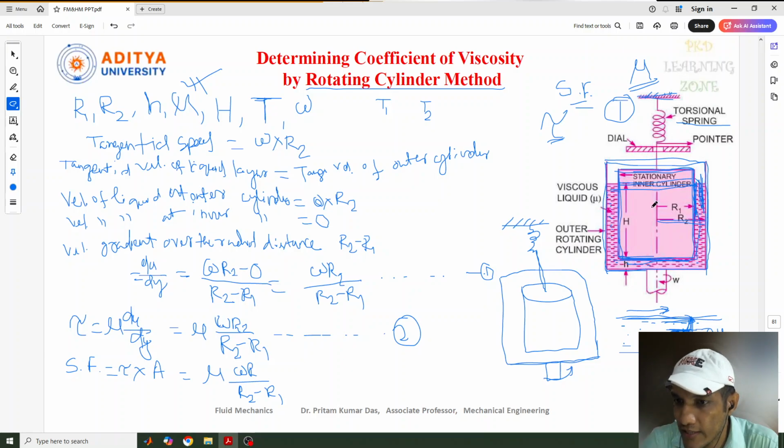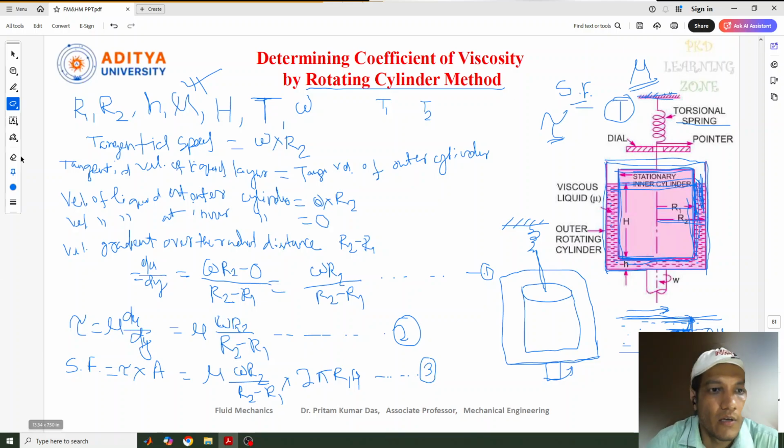Now the surface area is nothing but 2 pi r h, 2 pi r into h. So what does r mean? It is the radius of the inside cylinder, this is the r. So here it is R1, and this one we can write as 2 pi R1 H, and this one we can call equation 3.